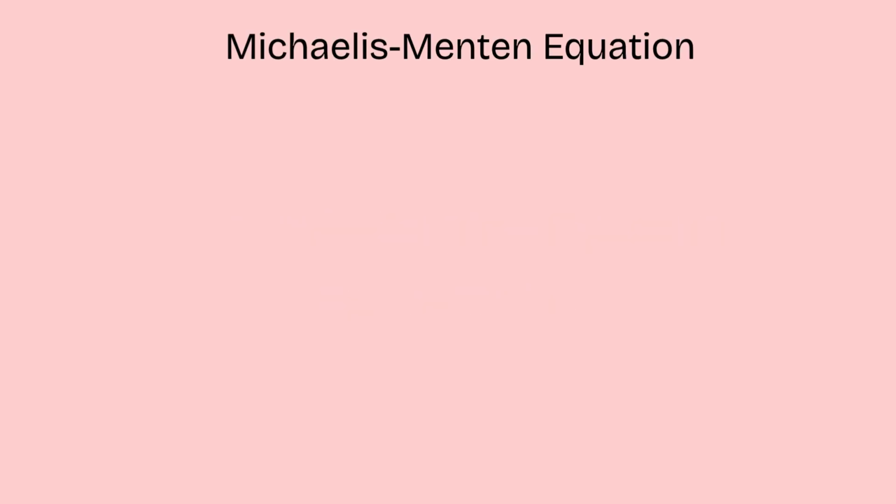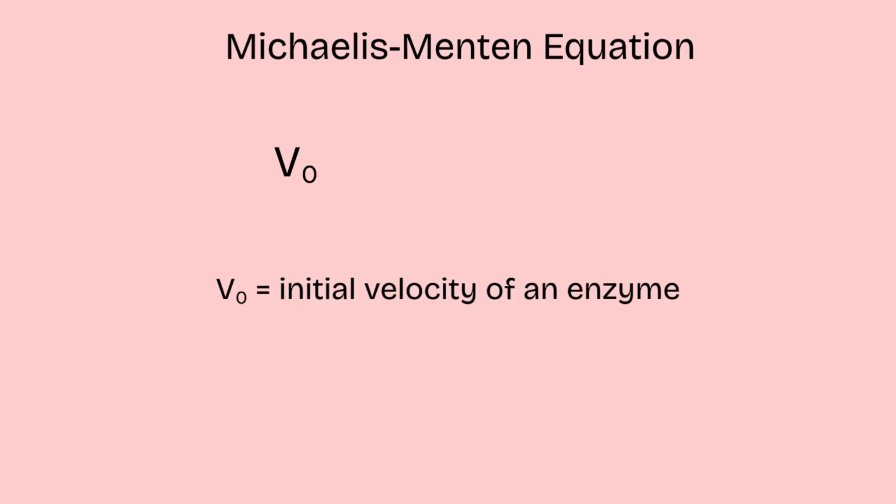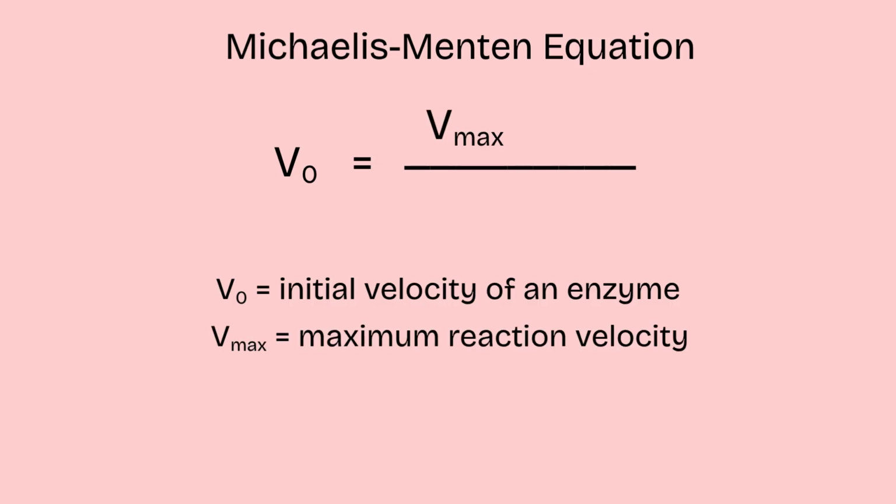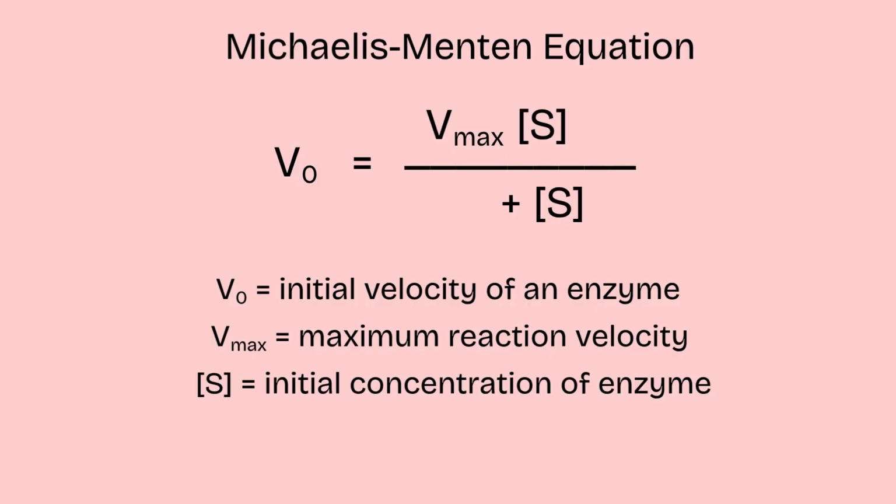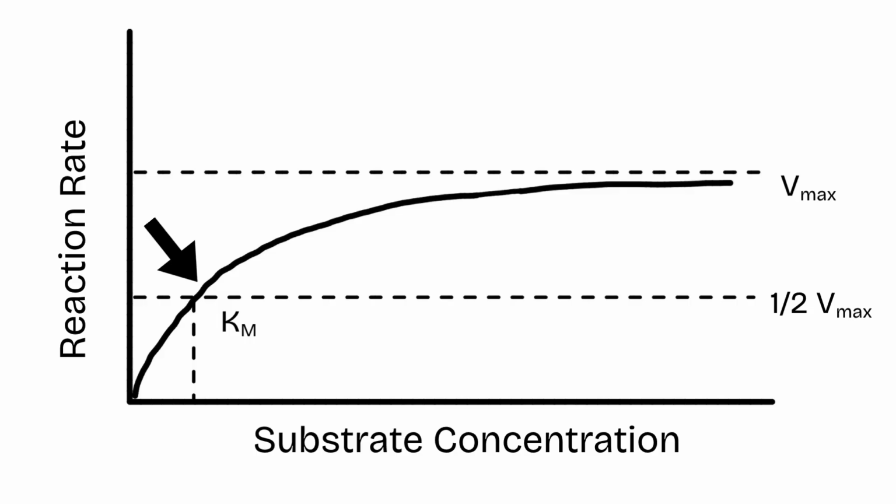The Michaelis-Menten equation is used to describe the relationship between the initial velocity of an enzyme-catalyzed reaction, V naught, as a function of maximum reaction velocity, Vmax, which is reached when all enzyme active sites are occupied, initial substrate concentration, and the Michaelis constant Km. Km is equal to the substrate concentration when the reaction rate is half of Vmax.